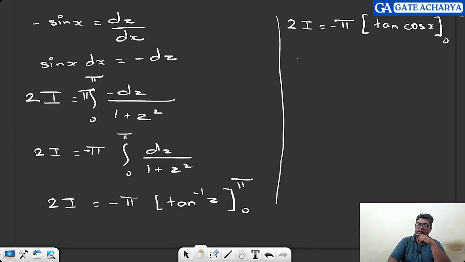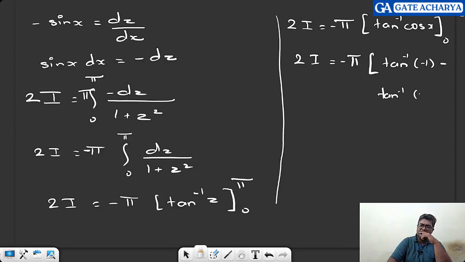Now please substitute the values. Minus pi into cos pi. What is cos pi? Cos pi is minus 1. Remember, when I put cos pi it is minus 1. So I get tan inverse of minus 1, minus lower limit is 0. When I put 0, cos 0 is 1. So I get tan inverse of 1.